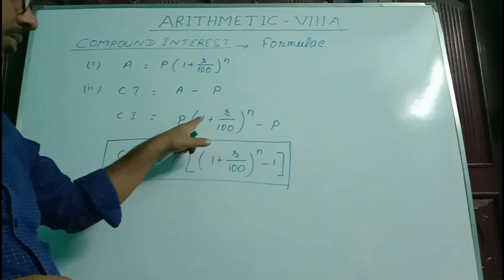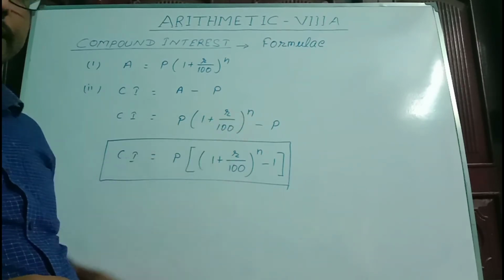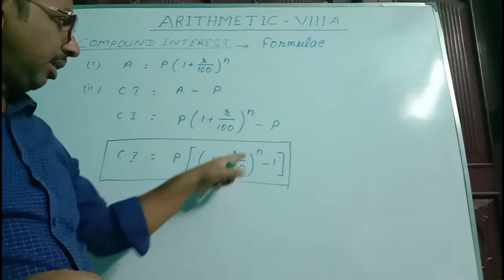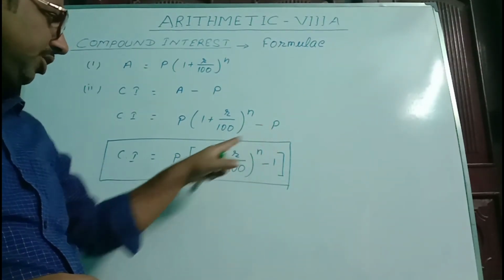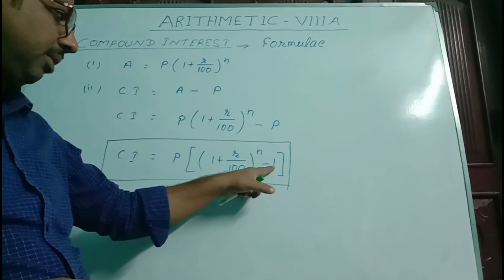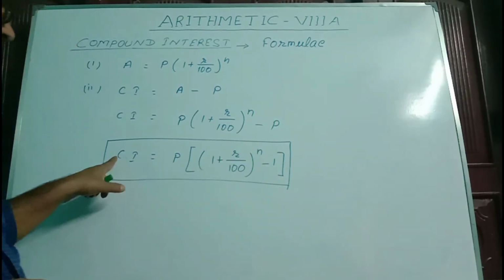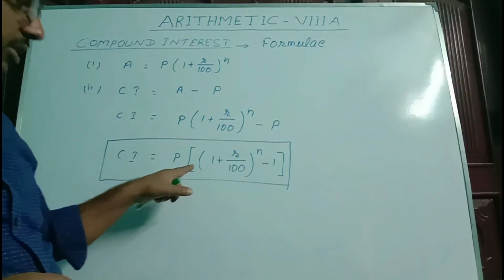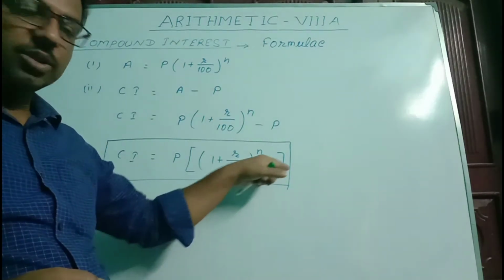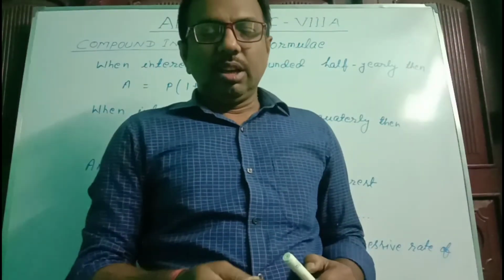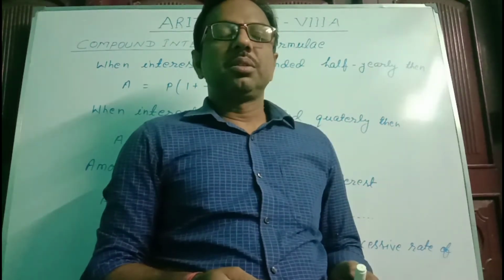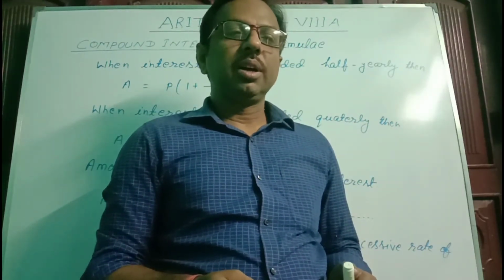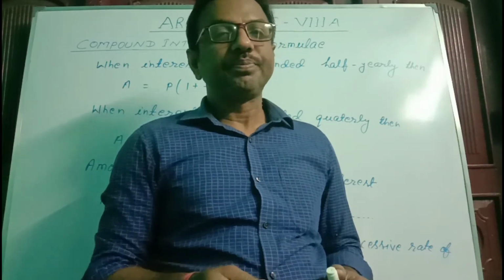Here in this term, 1 plus r by 100 to the power n is left. I wrote minus 1 here, because at this place only 1 is left, since p is taken as common, so I wrote minus 1 and closed the bracket. So CI equals p into 1 plus r by 100 to the power n minus 1. Here we saw the formula of amount and compound interest when the interest was compounded annually.